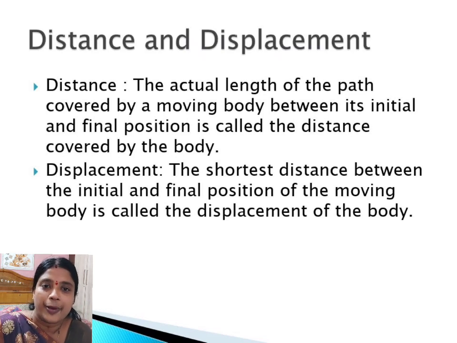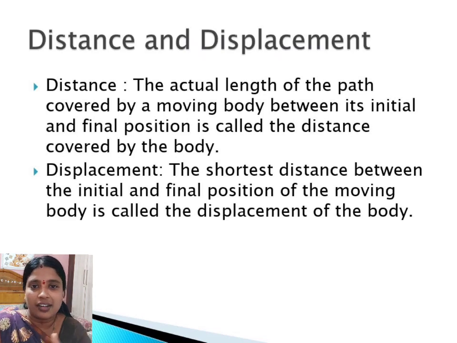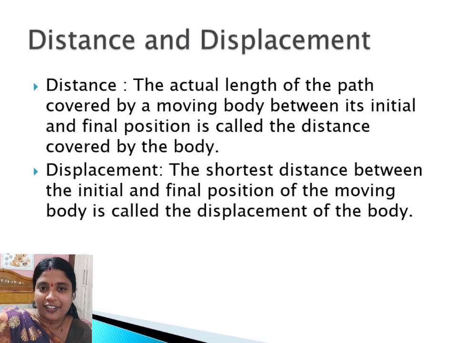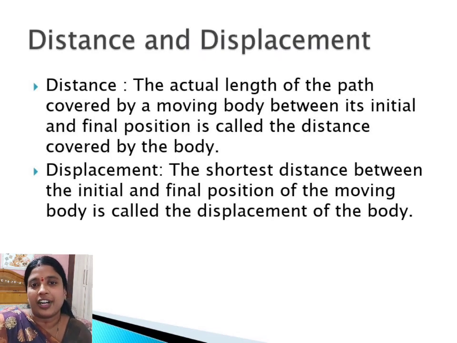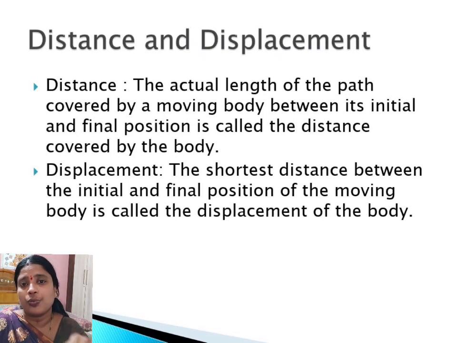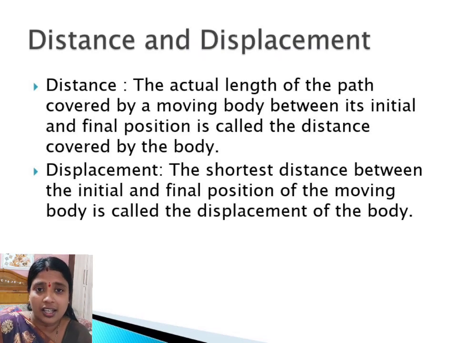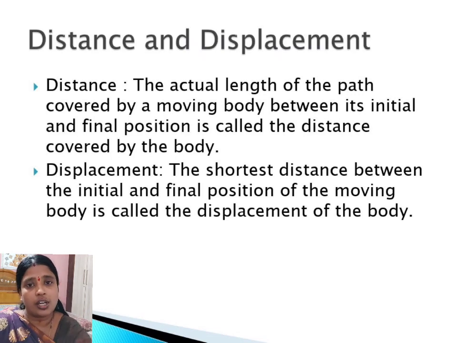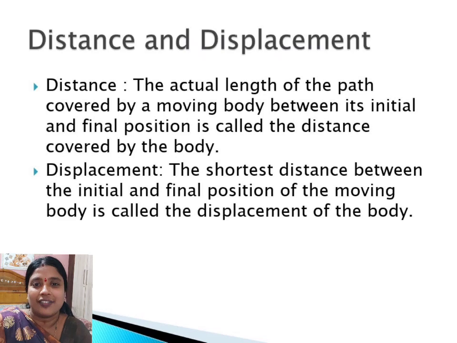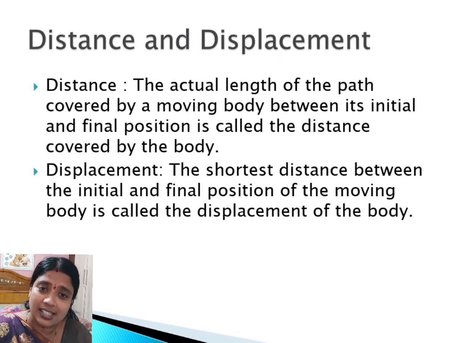Now, what is distance? It is the actual length of the path. Suppose you start your motion from your home to school. Your school is, let us say, 4 kilometers away from your home. When you go from home to school, you might have traveled different paths. Your auto driver might have taken you to different students' homes, and from one place to another, and finally you reach your destination, which is your school. So from your home to school, the total length of the zigzag path in which you moved is known as distance.